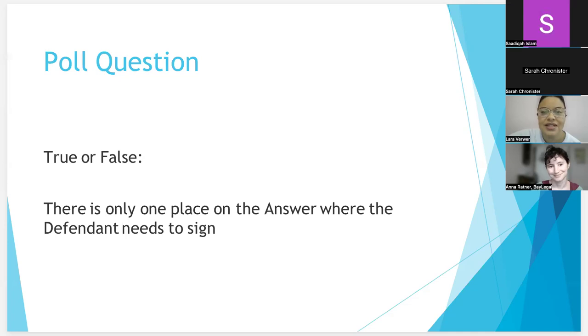The last place on the answer where they need to sign, verifying everything that they asserted in their answer is true under penalty of perjury. So also the defendant wants to make sure that everything in the answer is accurate and correct because of that verification at the bottom. All right, next slide.